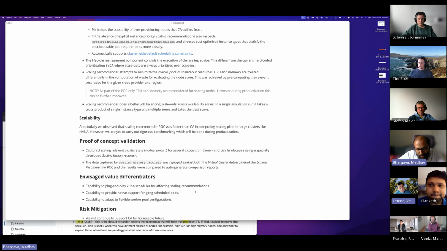In one case, we also beat it because there were soft constraints not being honored by CA, but since we use kube-scheduler, soft constraints are automatically, intrinsically handled. And therefore, in that particular case, we actually picked up a much better node, which is also cheaper and also what the workload wanted in the first place.